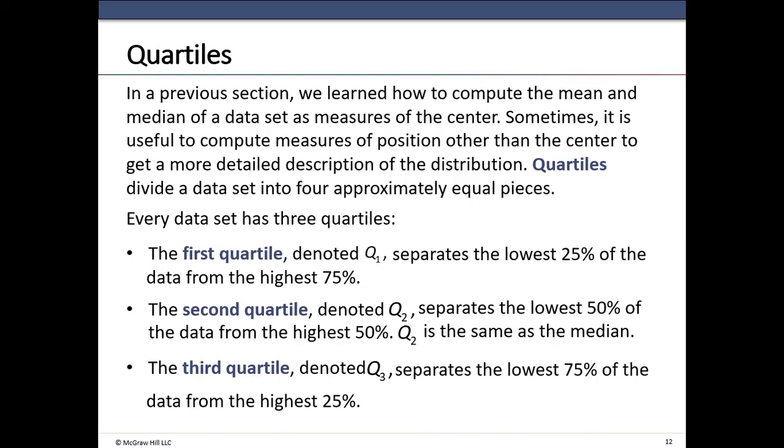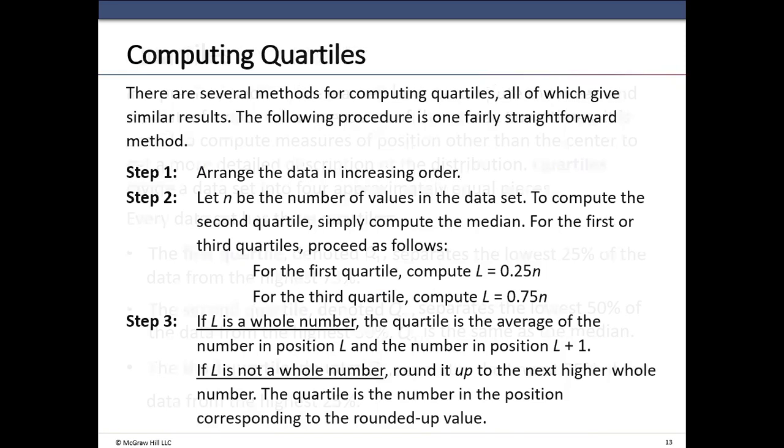The second quartile, denoted by Q2, is actually the median because it's the 50th percentile. 50% of the data are below Q2, 50% above Q2. The third quartile, denoted by Q3, means 3/4 of the data, or 75%, is below or at Q3 and 25% above it.